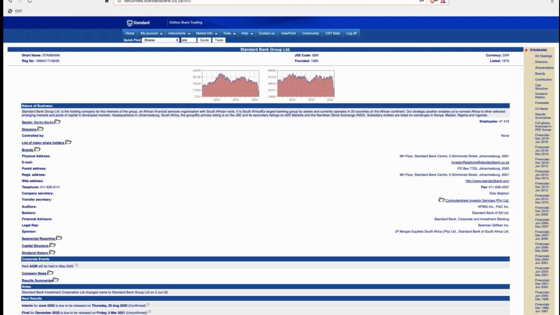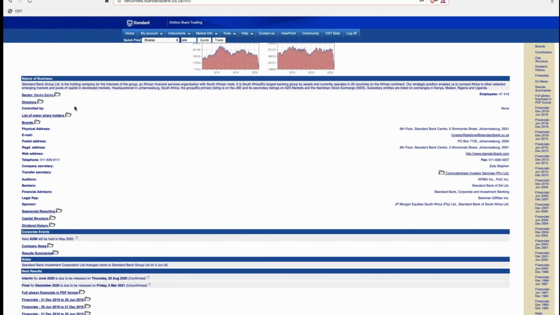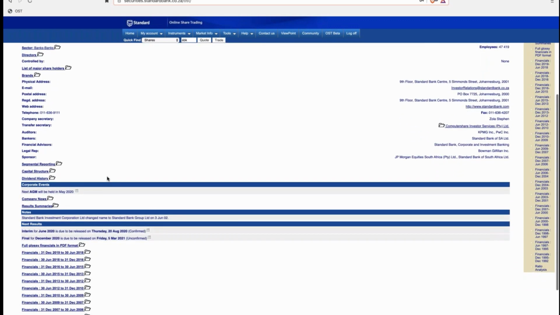That's just a legal process. The bank, which as we know it today, has been around for some 150 plus years, but the current legal entity was registered in 1969, listed in 1970, shows you the code, the currency. Tells you a bit about it, again, sectors, major shareholders, the different brands, and then a whole bunch of information, the address, the email, postal address, registered office, telephone numbers, etc., who the auditors are, financial advisors, legal reps, sponsors, which is your link to the JSE for listed companies, etc., and all the like.